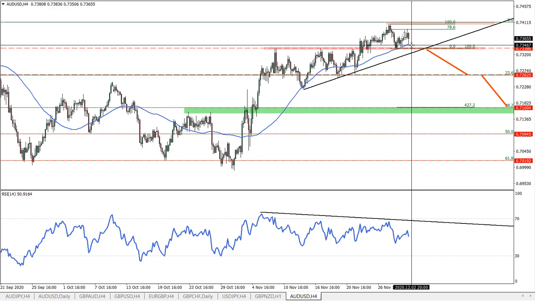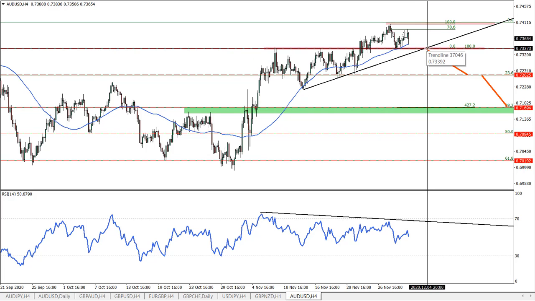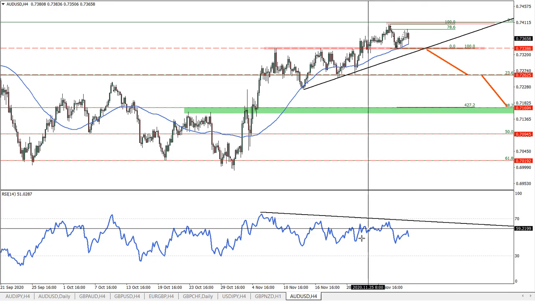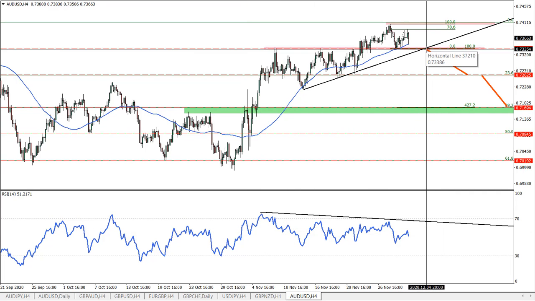What we could expect is 2 days of consolidation, and then there will be either a break to the downside, I think, or a break to the upside. Most likely, based on the bearish divergence, it will be a break to the downside.